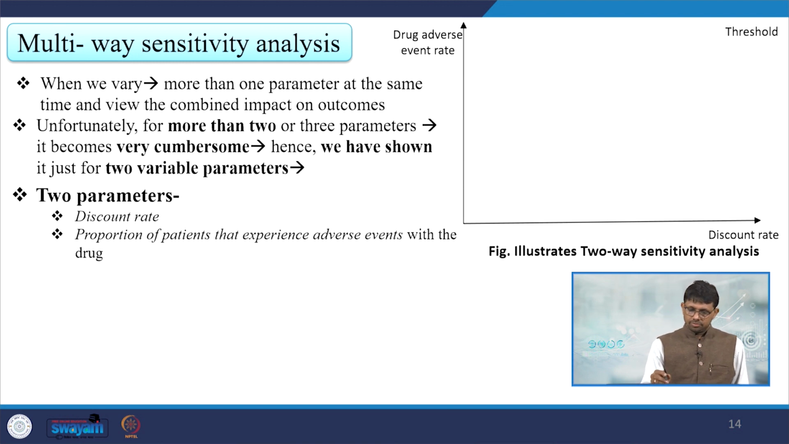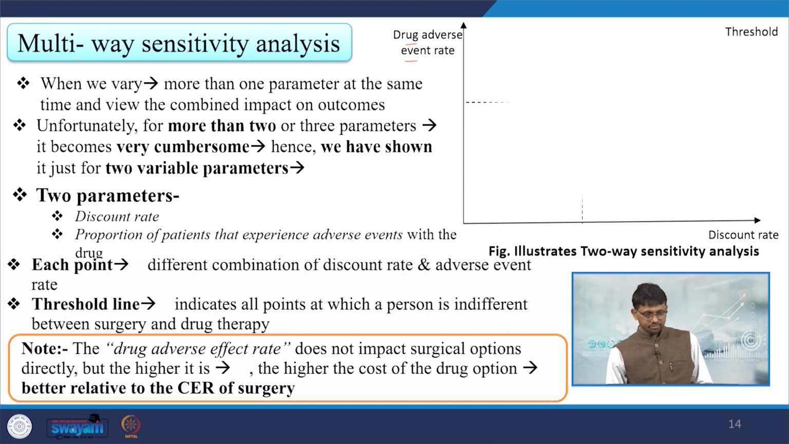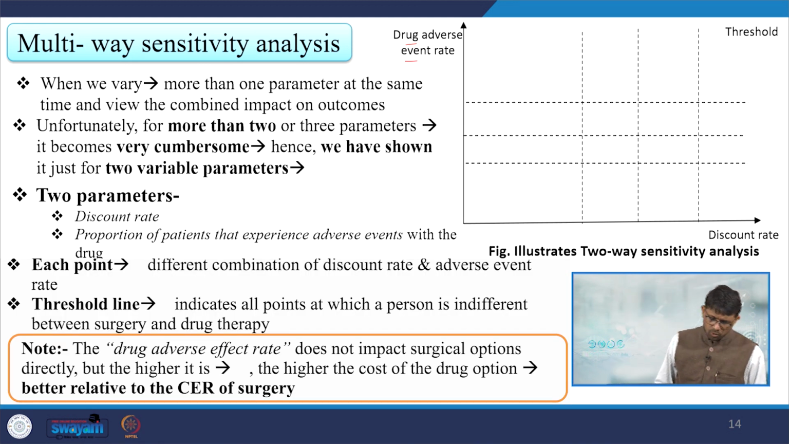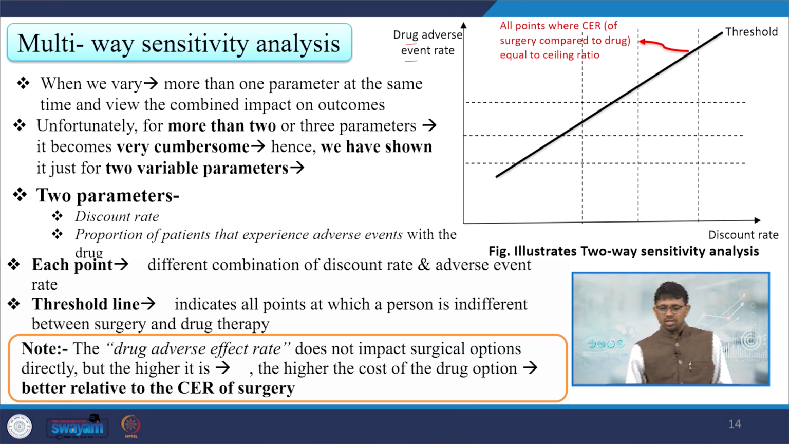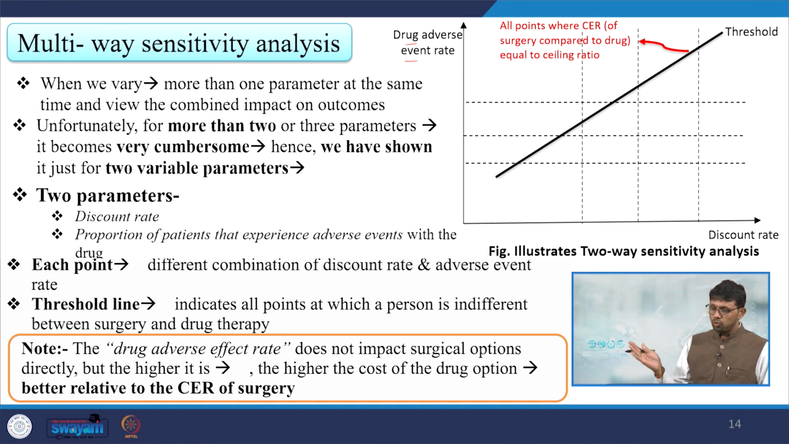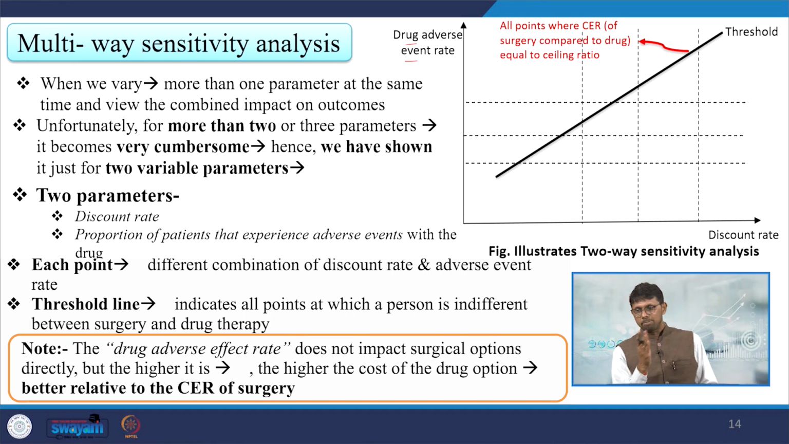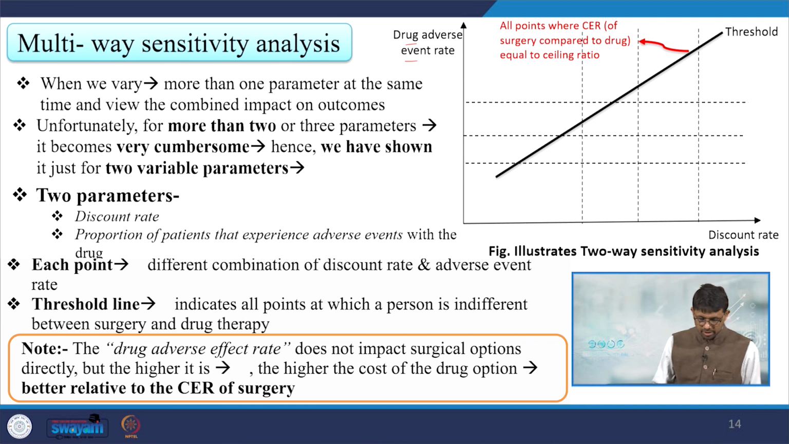Okay, with the drug, how they experience adverse events. Each point is explaining a different combination of the discount rate and the adverse event rate. You can see all the points where the cost effectiveness ratio is presented, and we are also going to mark the threshold. Since we have taken the two-parameter case, the threshold level itself is the line, not the label.